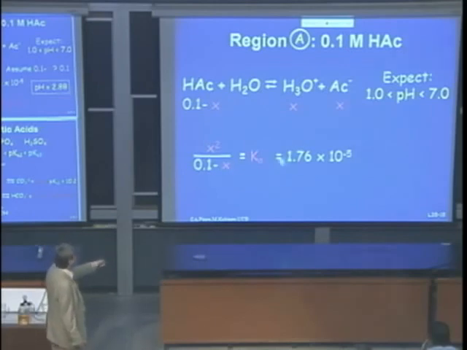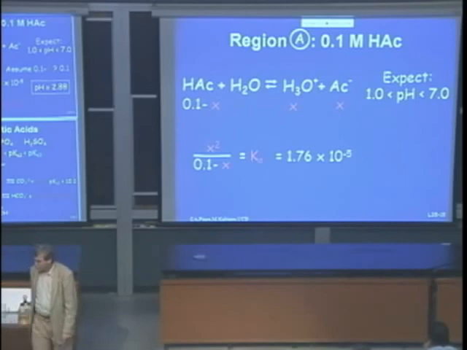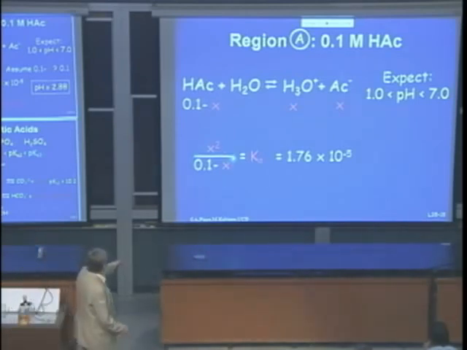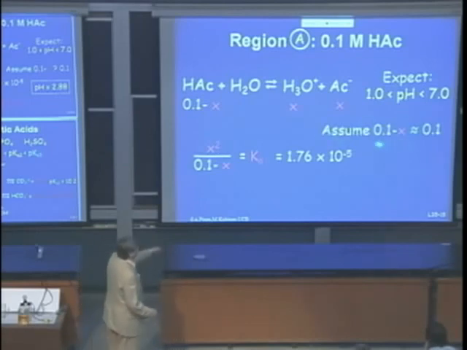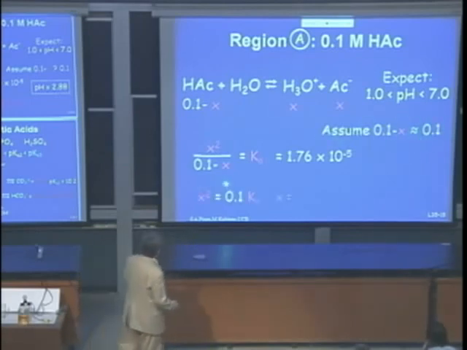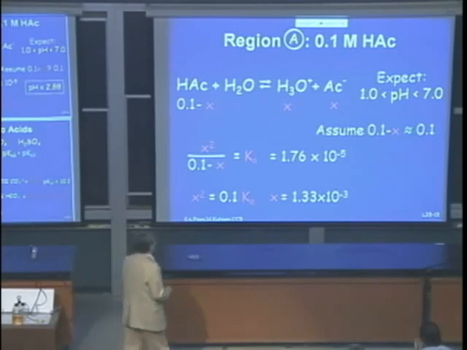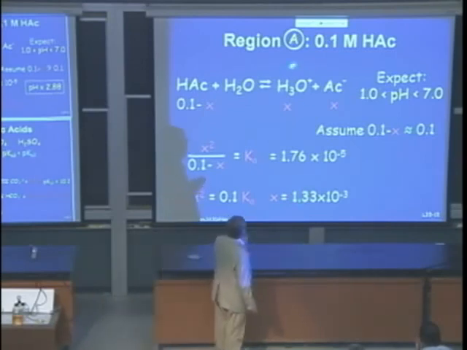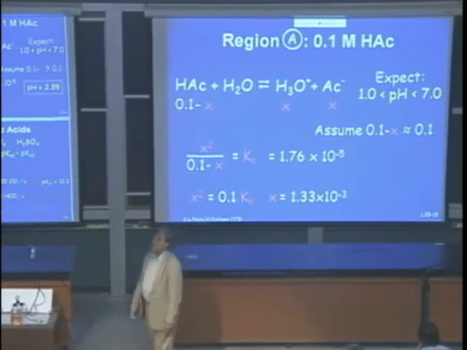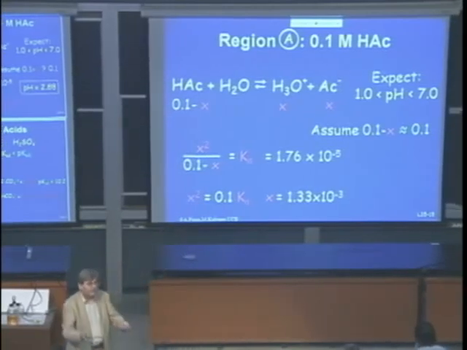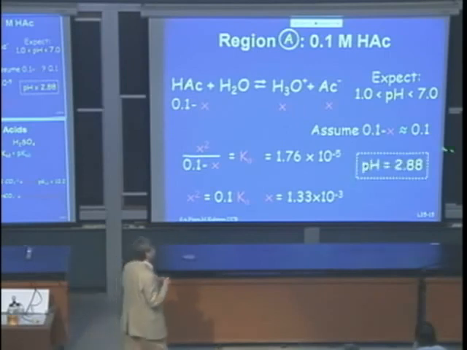Now I can solve that with a quadratic equation, and many of you obviously know how to do that, but since X is so small compared to 0.1, I say 0.1 minus X is about 0.1. It changes in the fourth decimal. With this simplification, X squared is 0.1 times Ka, and I take the square root. X is then 1.33 times 10 to the minus 3. And what concentration is that? That's the H3O plus concentration. So I take the logarithm of it, multiply this value by minus 1, and I get a pH of 2.88.